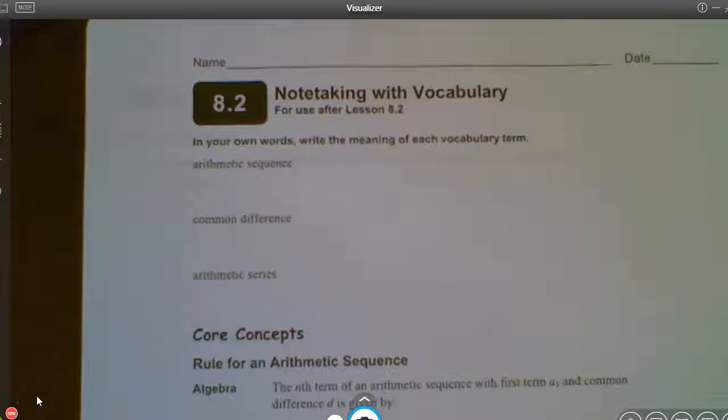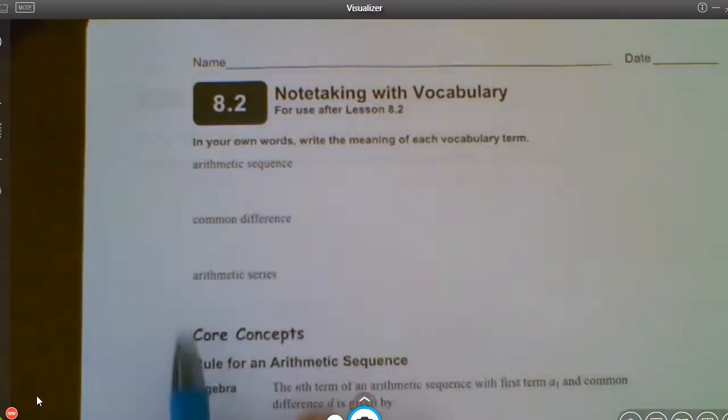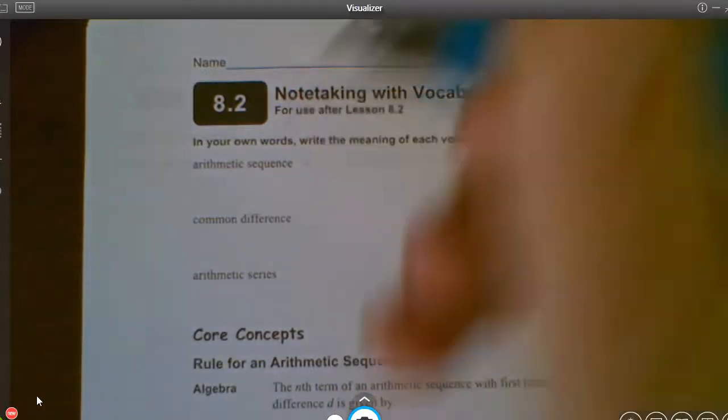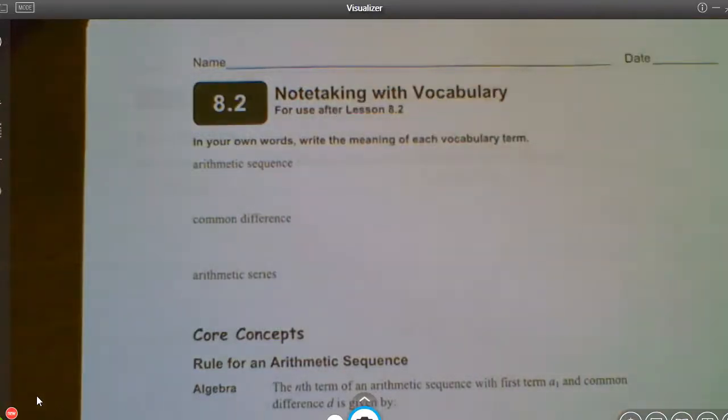Okay, we are looking at lesson 8.2. This is going to be the first half. So today on this one, we are just going to be looking at an arithmetic sequence, and then in part 2 is when we'll do the arithmetic series. Arithmetic sequence, so this is on page 223 in your journal.